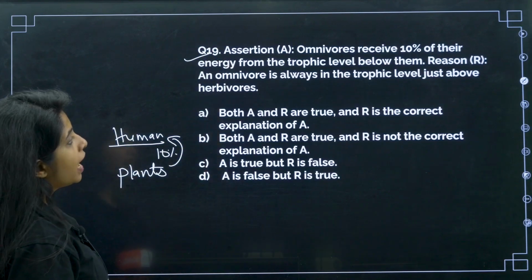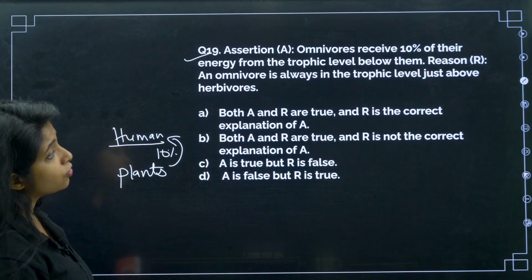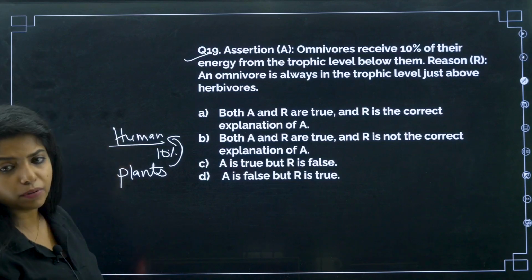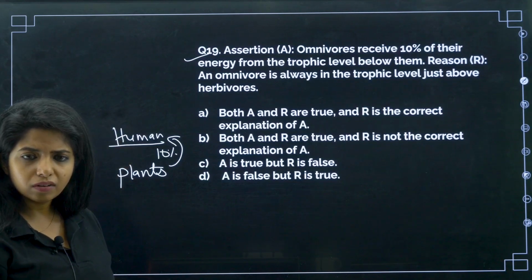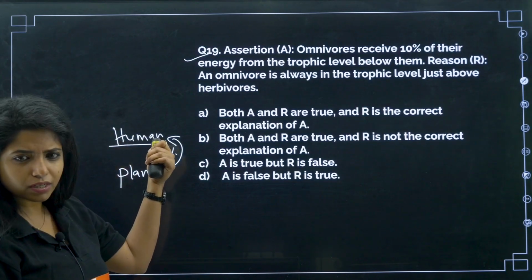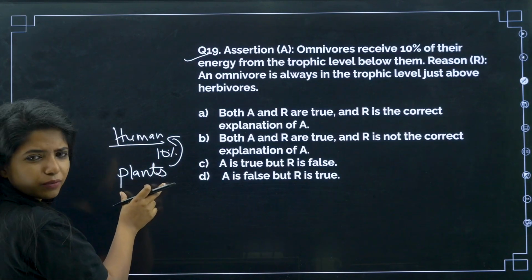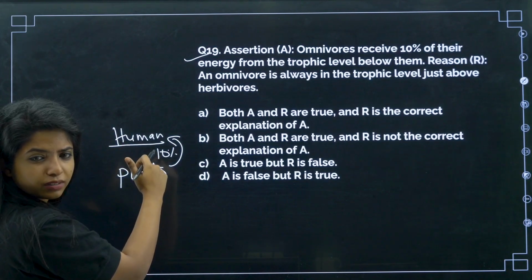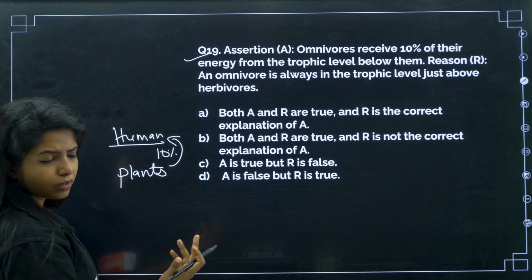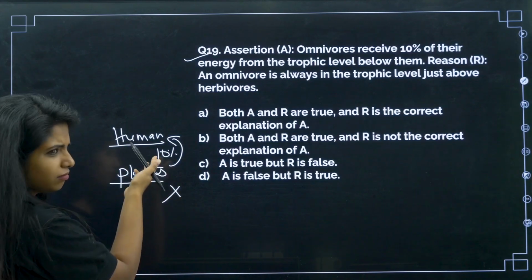What about the reason? An omnivore is always in the trophic level just above herbivores. Is that so? Just above herbivores, is that so? For example, this is the omnivore. Is it above an herbivore? Above an herbivore, my dear children? No, this is not true. This is not true. Right?